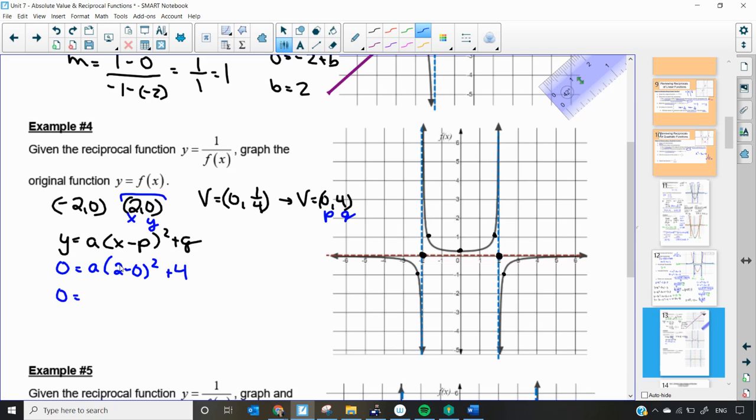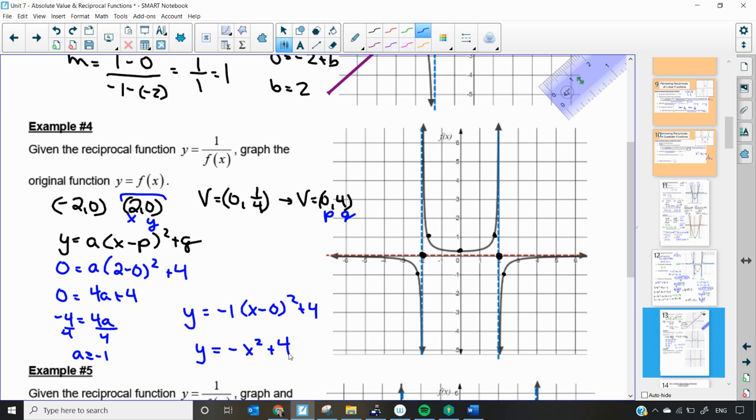And simplifying, we're going to have 2 minus 0 is 2, 2 squared is 4, so we have 4a plus 4. Subtract 4 from both sides, we have -4 equals 4a. Divide by 4 on both sides, and we have a equals -1. So using that, we can write our equation as y equals -1 times x minus 0 squared plus 4, which simplifies to y equals -x squared plus 4. Using that information, we can then sketch our original function. And so I'm going to just mark those invariant points in red.